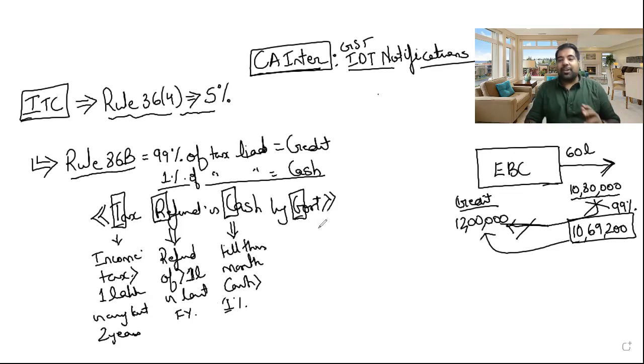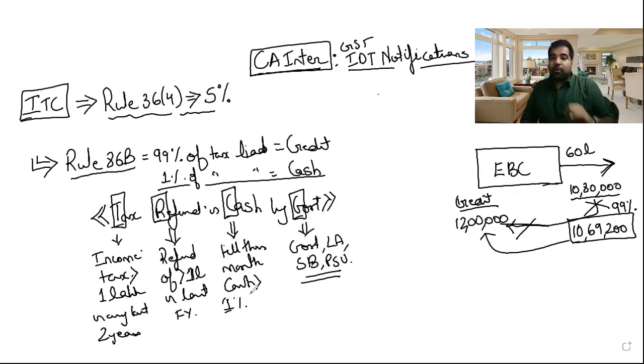And of course, how can you tell the government to pay cash? They will obviously use the credit if they have to. So the government, including local authority, including statutory bodies, including public sector undertakings, these will not be subject to this rule. So there are 4 people who are not subject to this rule.